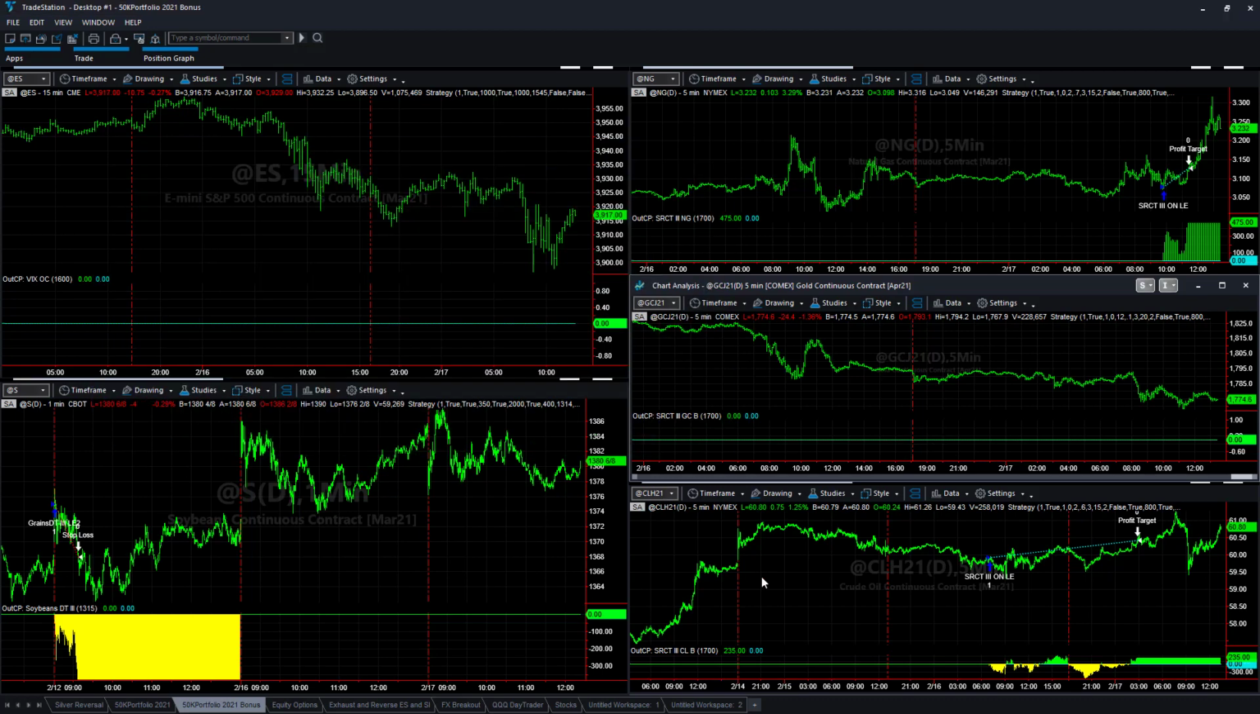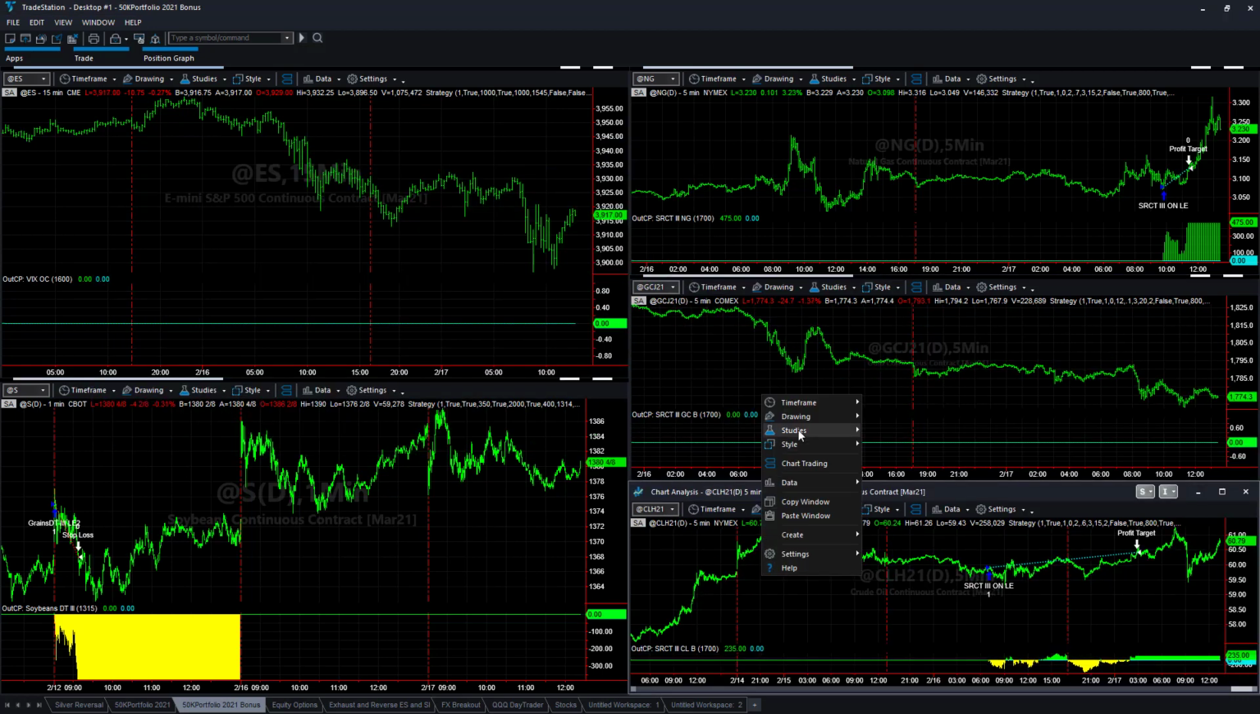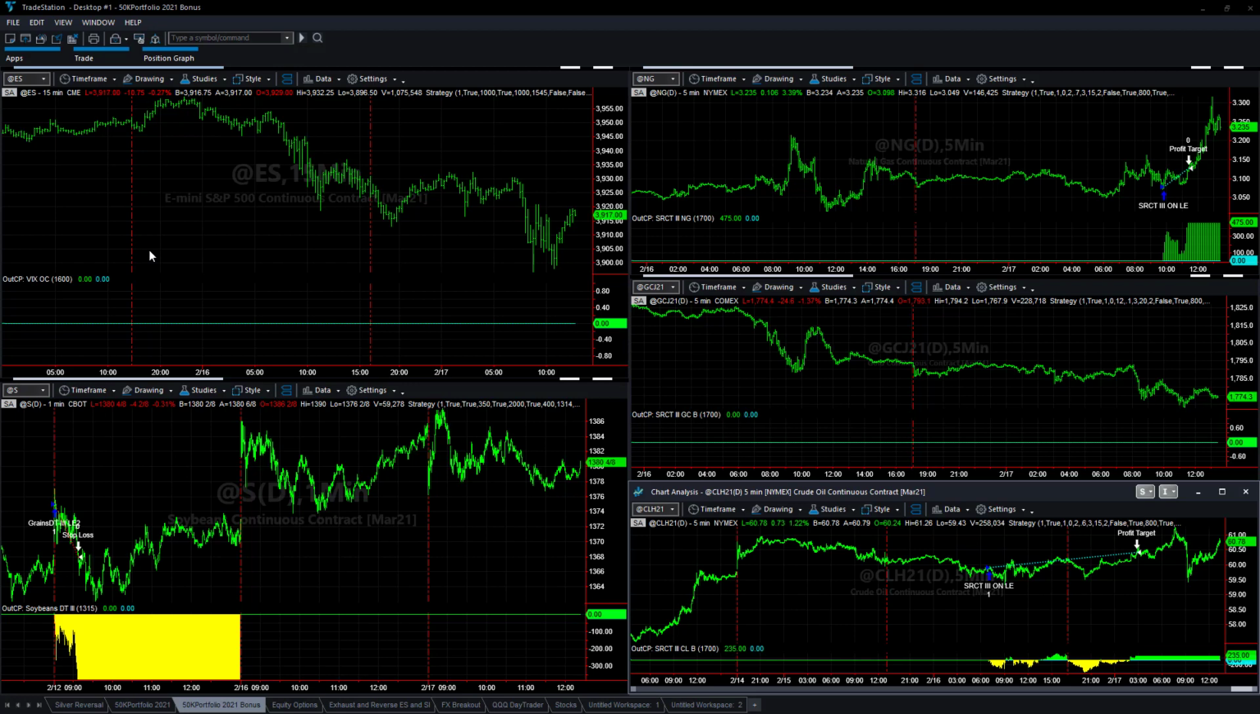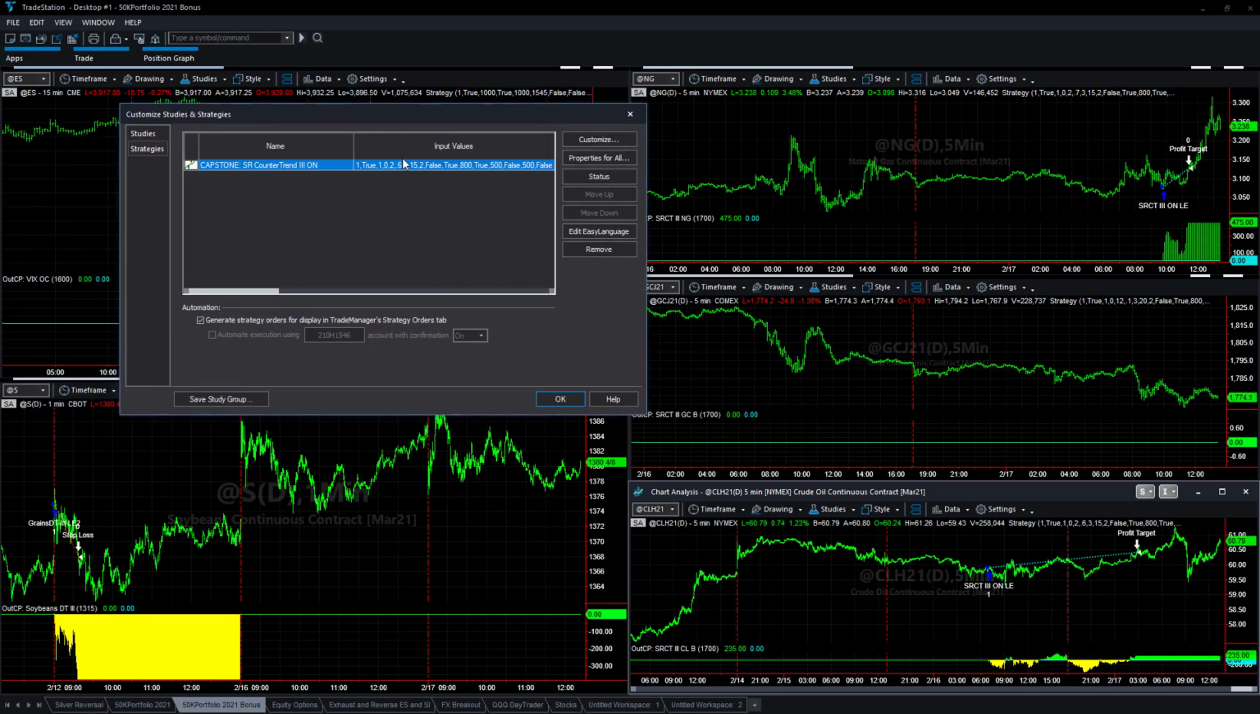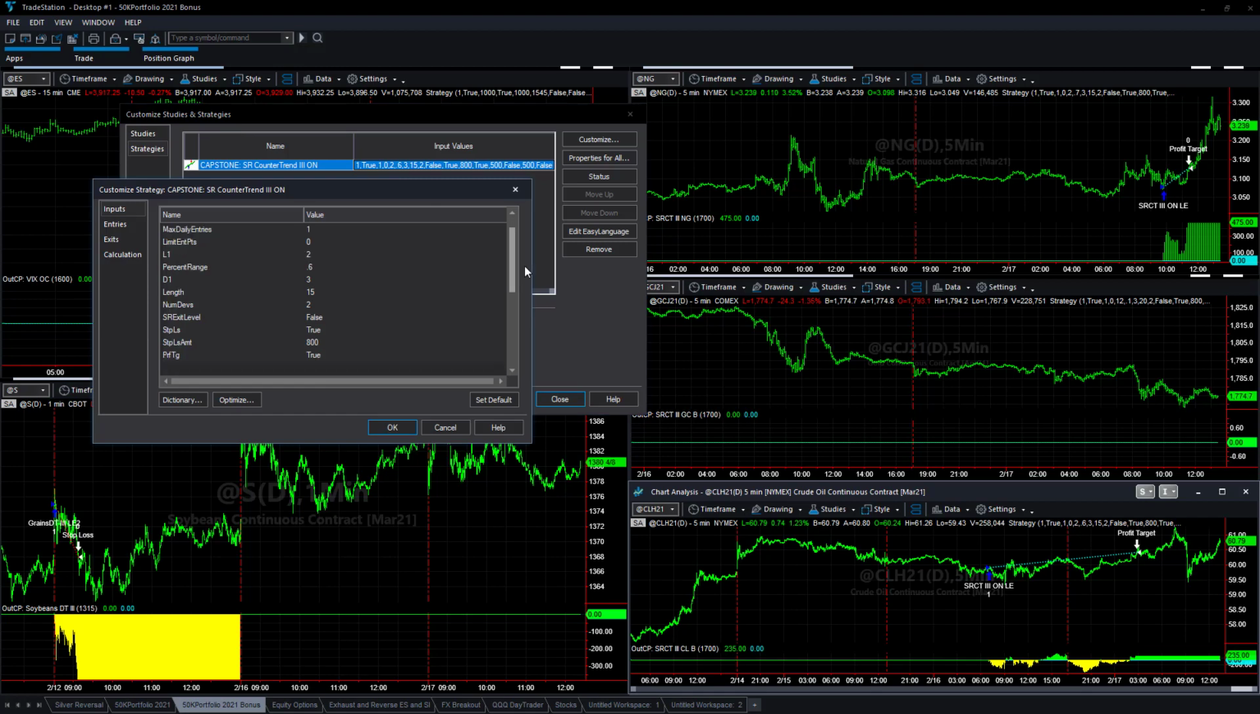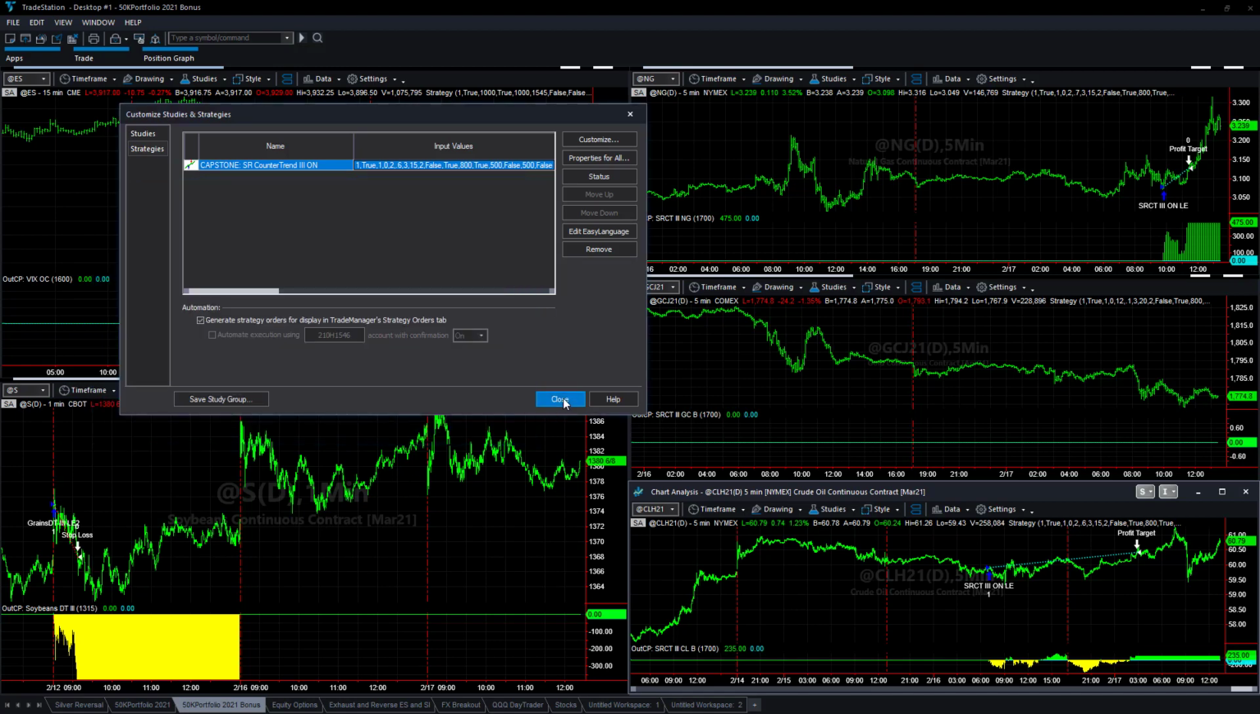And let's look at SR counter trend 3B crude oil. So it hit a profit target last night. 7 a.m. to 2 p.m. Eastern Standard Time is the entry. There are no time-based exits on this one. Stop loss or profit target is how this one exits.